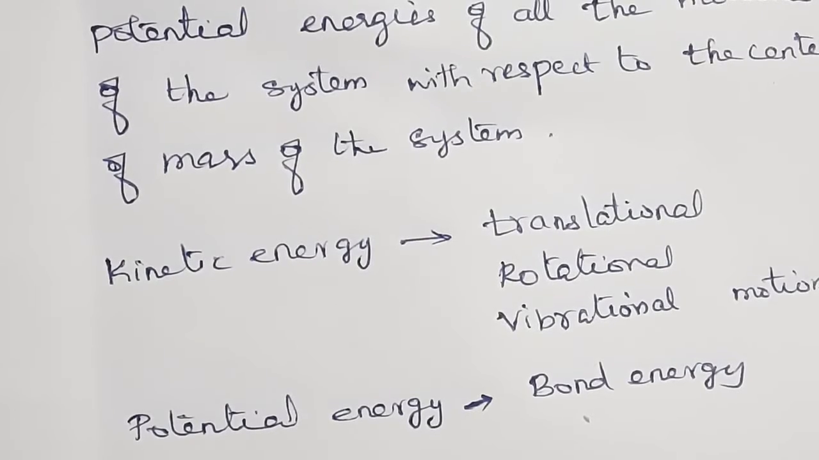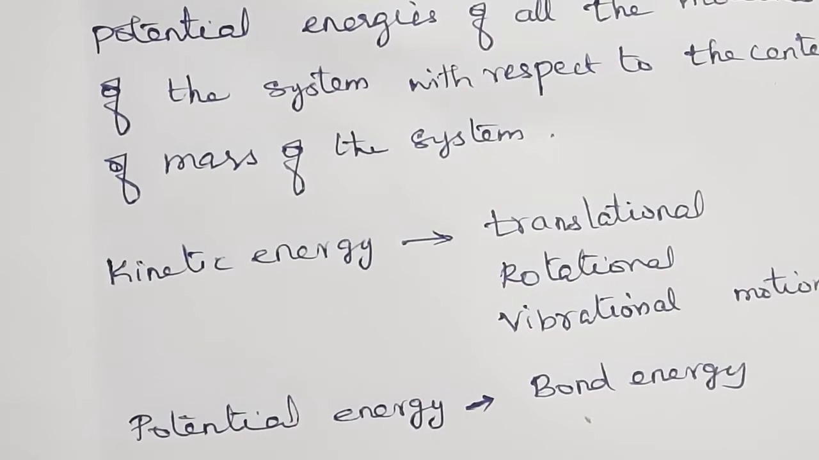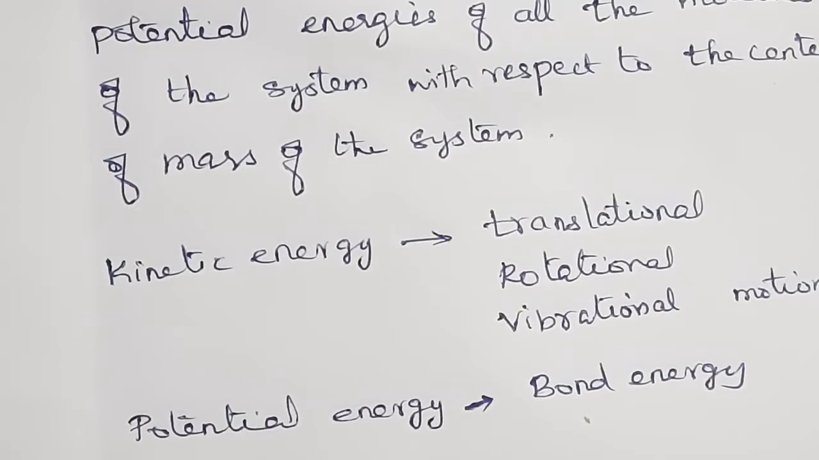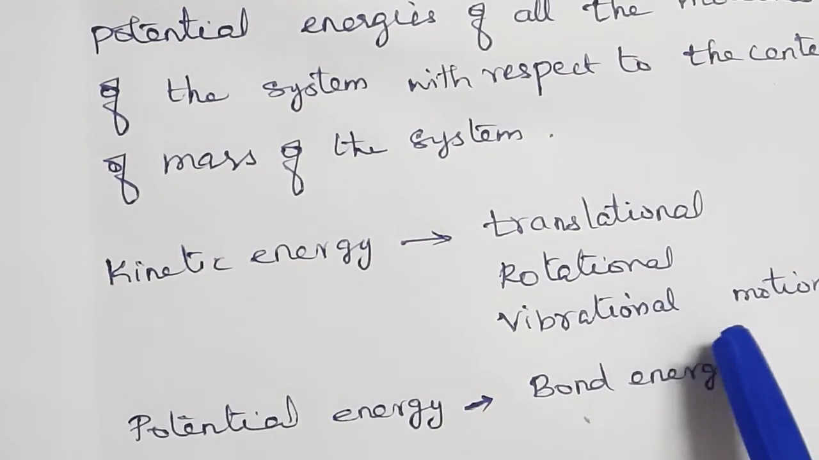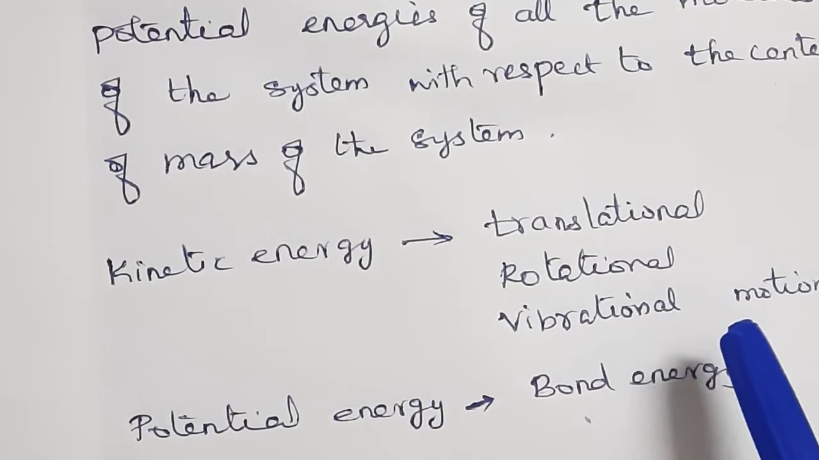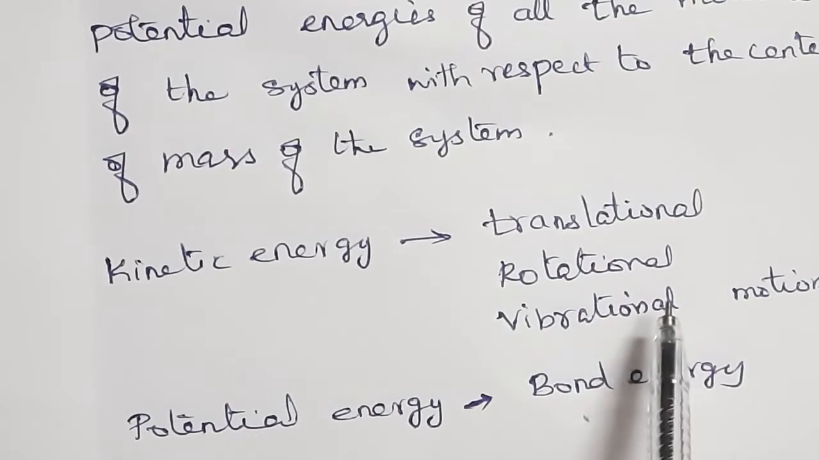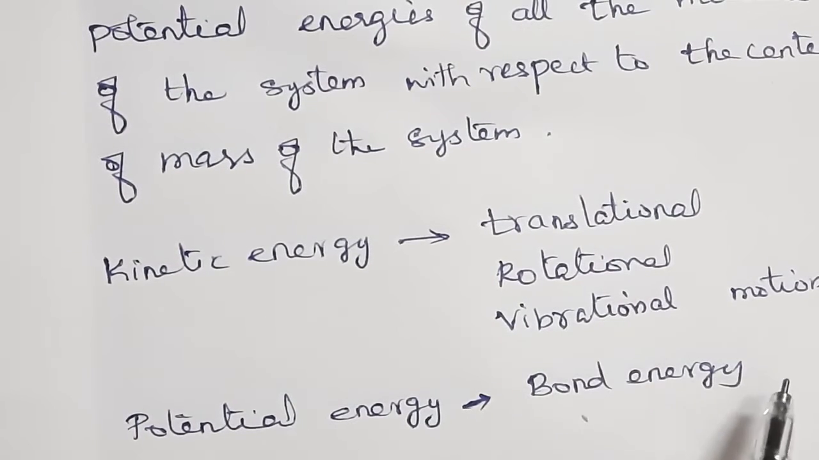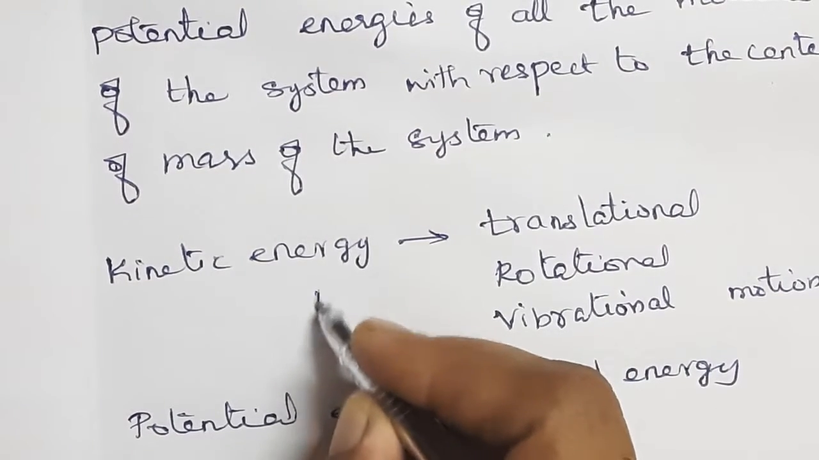The kinetic energy: these energies are due to the molecular motion, that is translational motion, rotational motion and vibrational motions. These constitute internal kinetic energy. So the energy due to the molecular motions in translational, rotational and vibrational motion is called internal kinetic energy, EK.